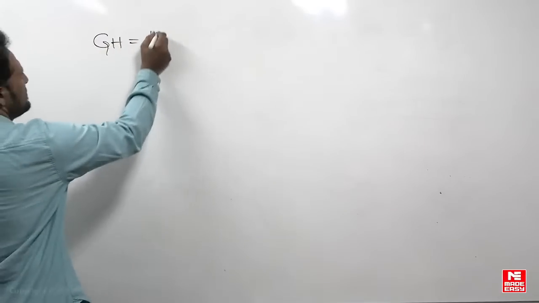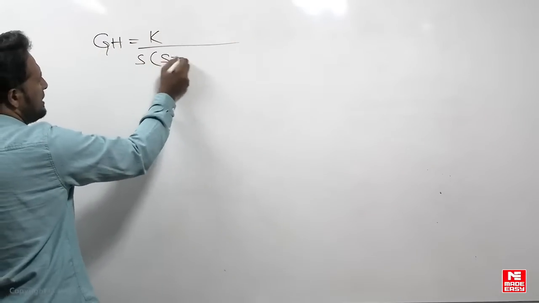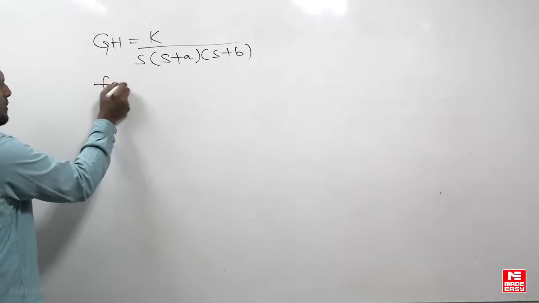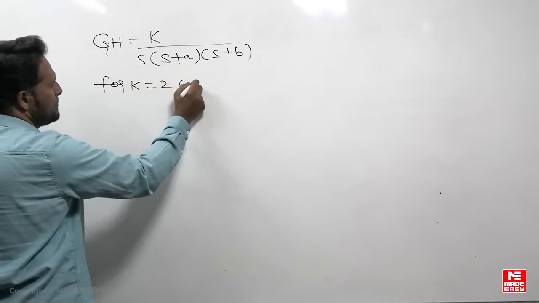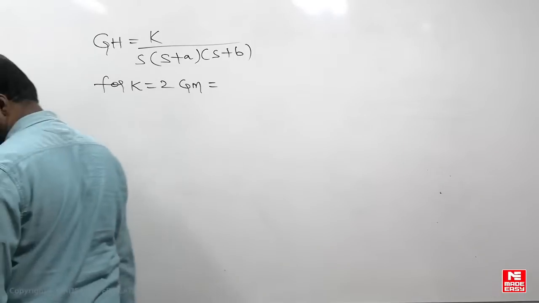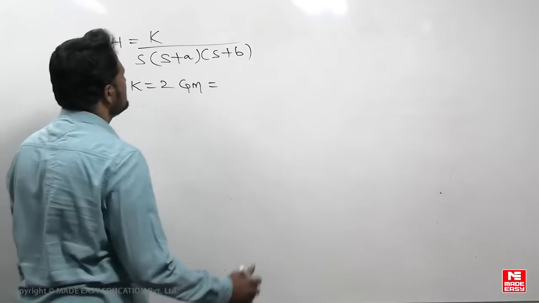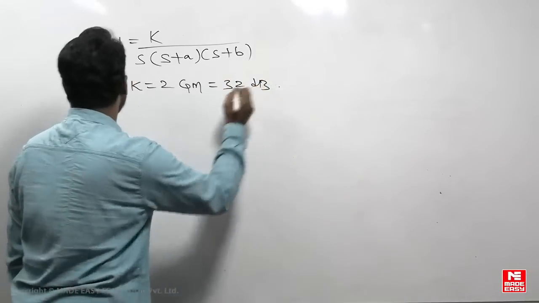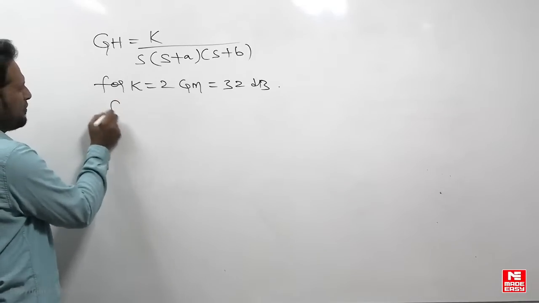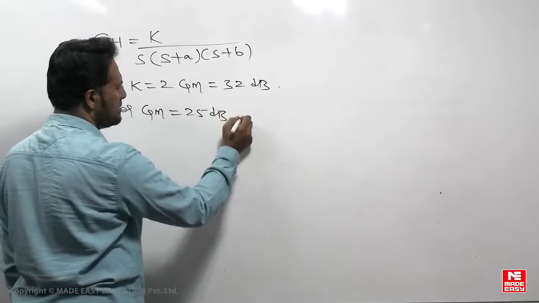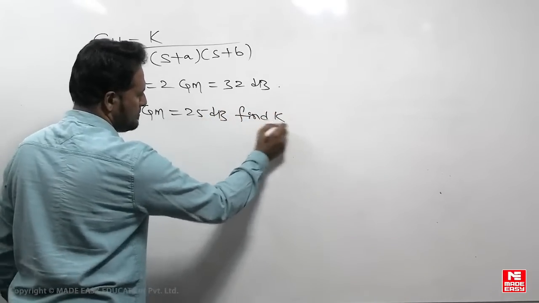Open loop transfer function of a system is K upon S, S plus A, S plus B. For K equal to 2, gain margin is 32 dB. For gain margin to be 25 dB, find K.